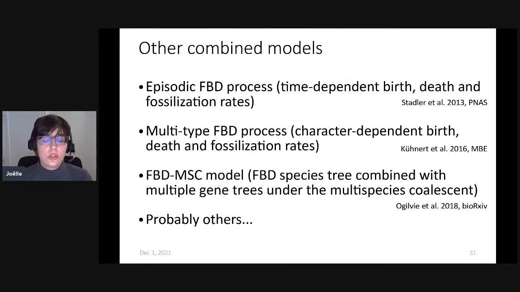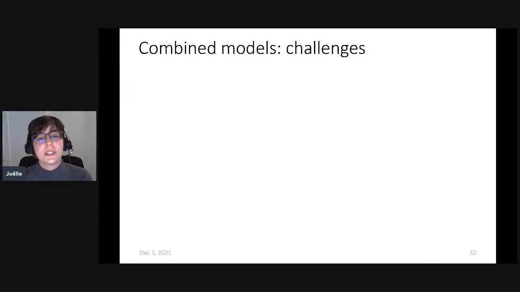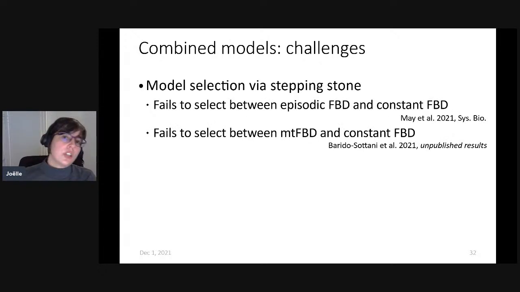But that's also a good aspect of the FBD in practice, that it's really being expanded to account for more realistic processes and more realistic data sets, because obviously constant rates are going to be pretty unrealistic for most empirical data sets. However, and that's a bit of a running theme in this presentation, expanding the complexity of the models obviously comes with some challenges. And one challenge in particular is model selection. Can we actually distinguish between those more complex models and the regular FBD?